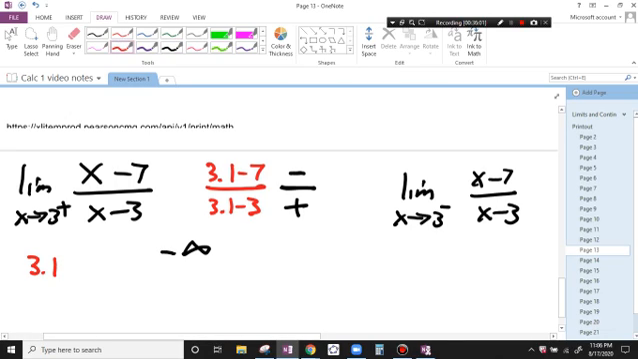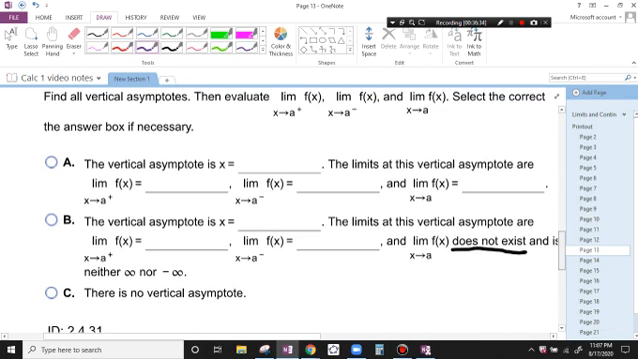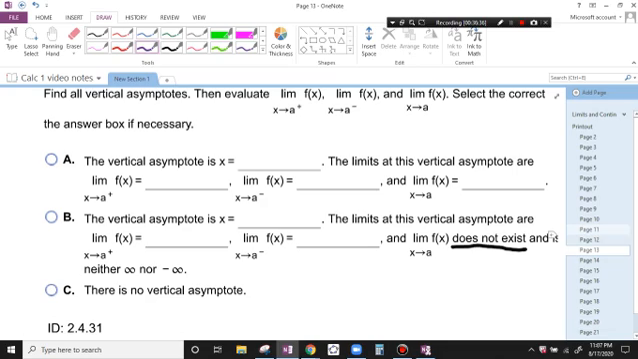Here we're going to plug in a number less than 3, 2.9. 2.9 minus 7 over 2.9 minus 3. Looks like we're picking B, family. 2.9 minus 7 is a negative over a 2.9 minus 3 is also a negative 0.1. A negative over a negative is a positive. This limit is positive infinity. The limit from the right is negative infinity. The limit from the left is positive infinity, and there is no limit. And it's neither infinity or negative infinity.